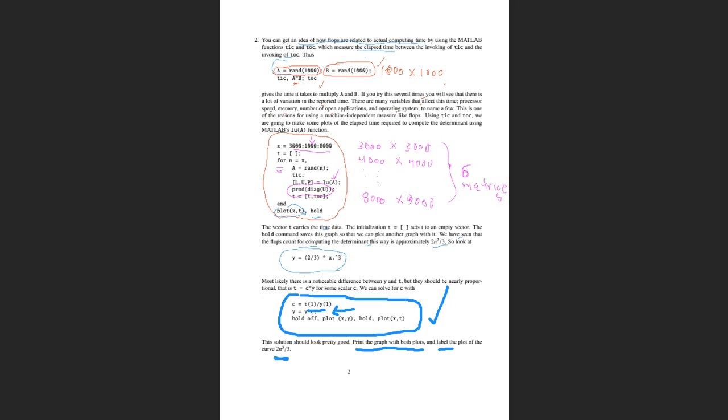Okay, and they should coincide with each other. The more flops it takes to compute a determinant, the more time it's going to take. Okay, and you're computing determinants of increasing sizes. The smallest size is 3,000 by 3,000, 3,000 rows, 3,000 columns. The largest matrix has 8,000 rows, 8,000 columns.